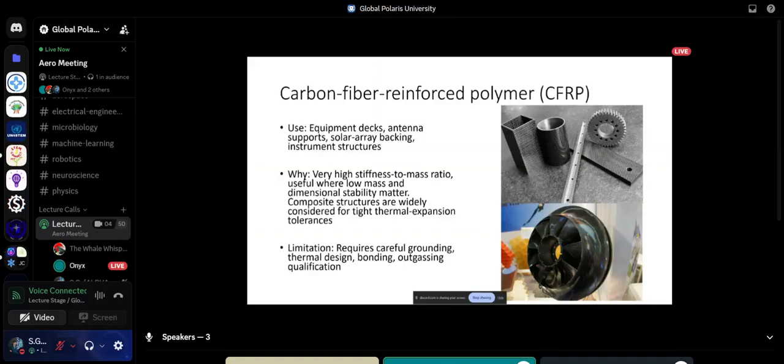There are big limitations to it. As it is conductive, it requires grounding. It needs careful thermal design. Just because we have a material that is great at thermal resistance doesn't mean we can just put it anywhere. We still have to do our due diligence. Also bonding, so how we apply the carbon fiber to the craft and using what methods. So if we use an adhesive, if we duct tape it, all those have to be considered.